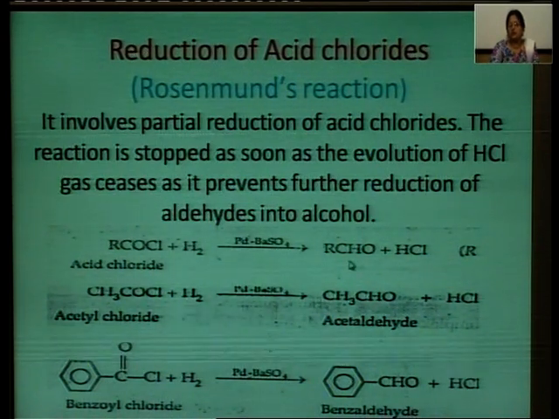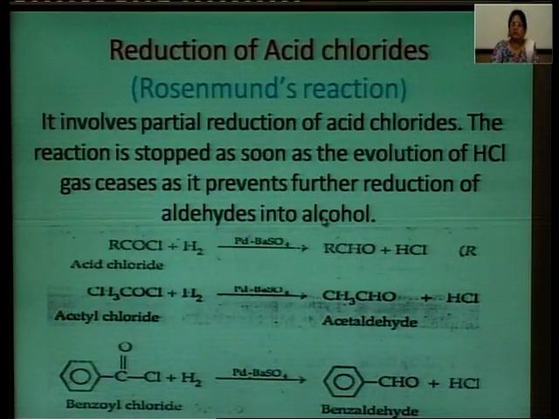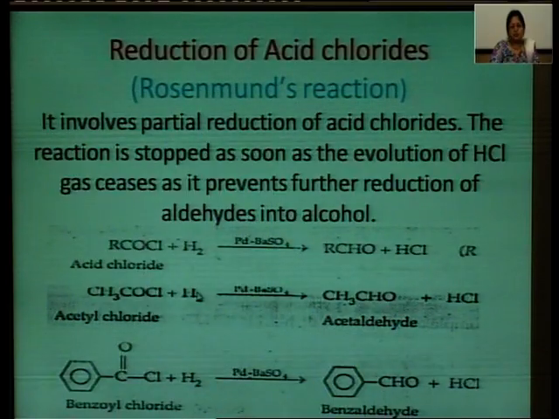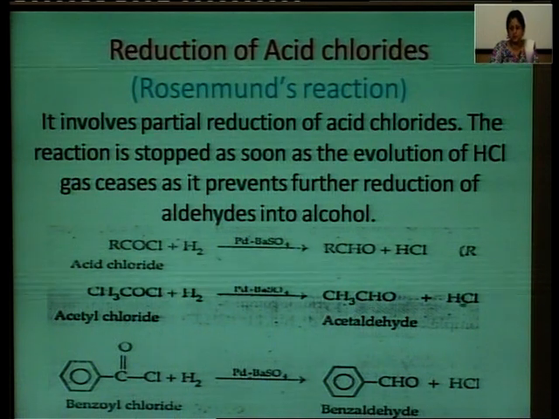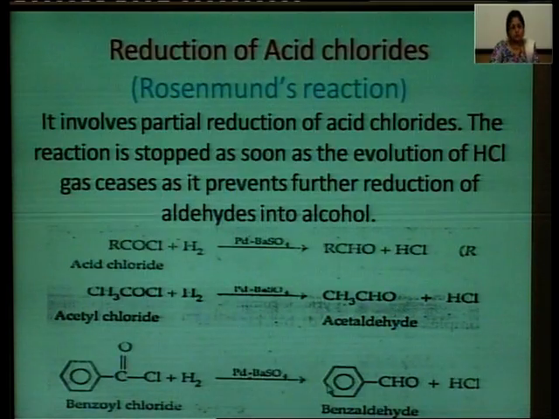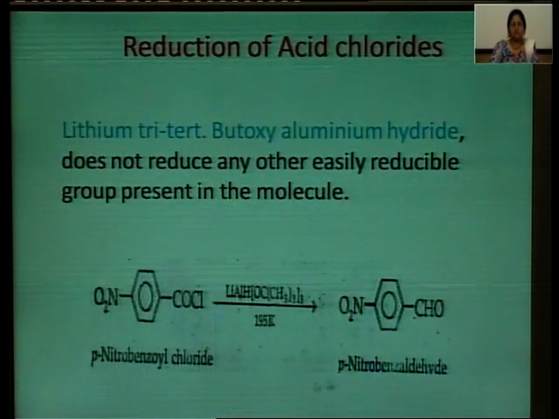To avoid the further reduction of aldehyde to the alcohol, the further reduction can be prevented by stopping the reaction as soon as the evolution of HCl gas ceases. An example of such a reduction is acetyl chloride, when treated with hydrogen in the presence of palladium barium sulfate, we get acetaldehyde plus HCl. Benzoyl chloride when treated with hydrogen in the presence of catalyst forms benzaldehyde plus HCl.